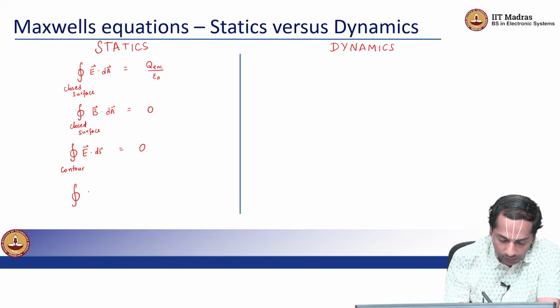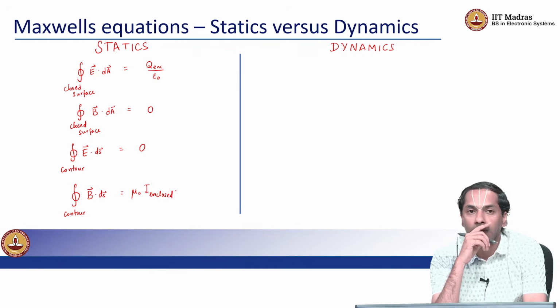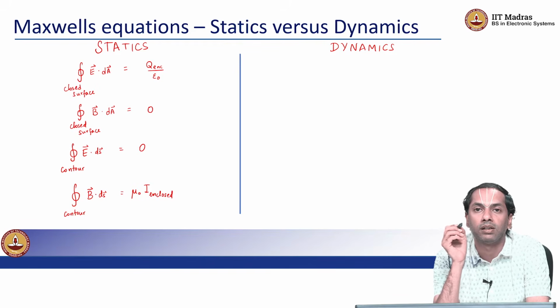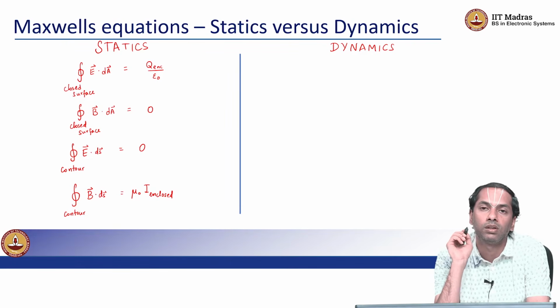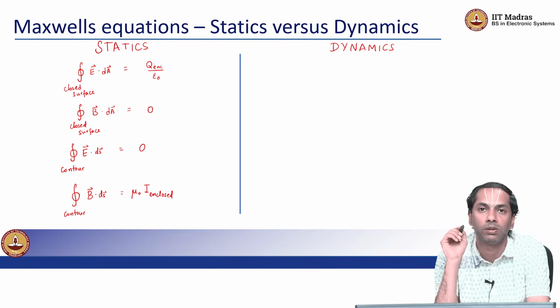And then the last one says that if I have a current carrying wire and if I have a contour wrapped around it, the line integral of B around that closed contour is equal to or proportional to the current carried in the wire. So, this is the static set of equations where all the time derivatives have been made to 0.